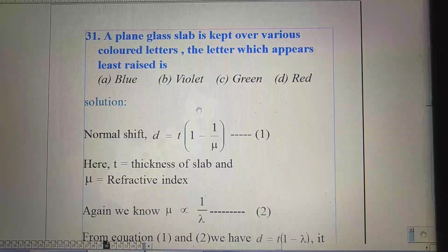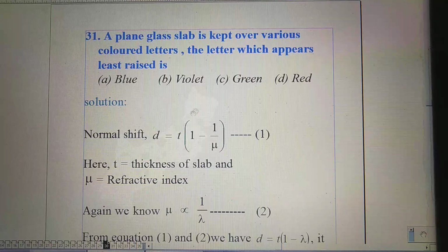First question. A plain glass slab is kept over various colored letters. The letter which appears least raised is: option A blue, option B violet, option C green, option D red. How can I solve this one?